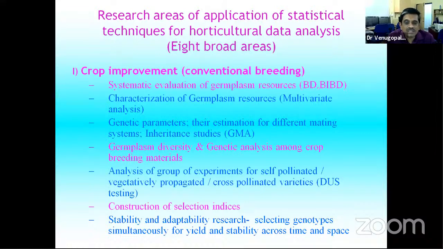Then the estimation of genetic parameters like heritability and heterosis follows as a byproduct of some of the mating designs. Also, if someone is interested to know the inheritance, the gene action prevailing over the generations in my breeding trials, generation mean analysis is helpful too. Suppose you want to study a group of experiments for self-pollinated or vegetatively propagated crops, the DUS testing is precisely based on some statistical measures. Even one can construct selection indices based on the initial generation data. I have dealt in detail with stability and adaptability research.